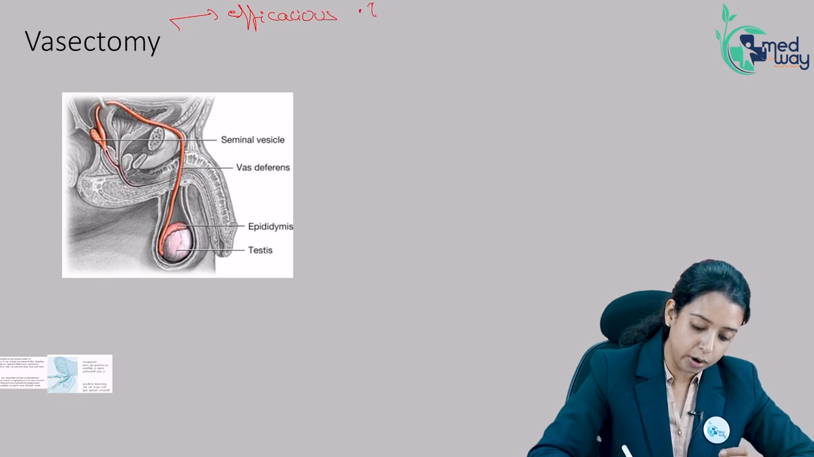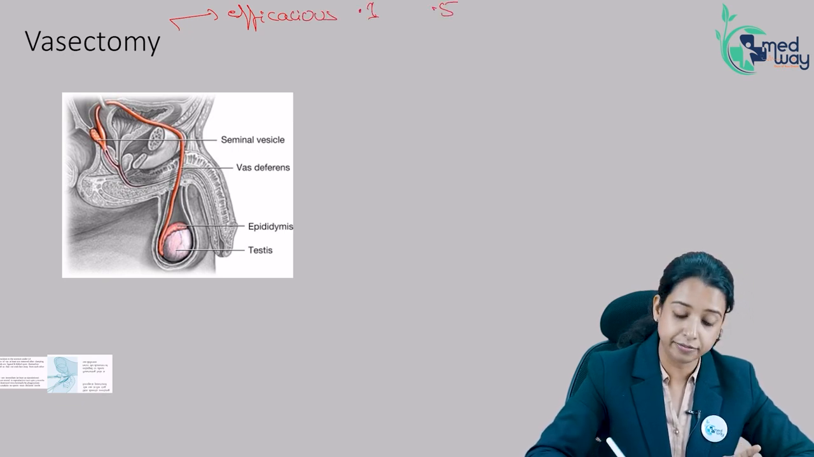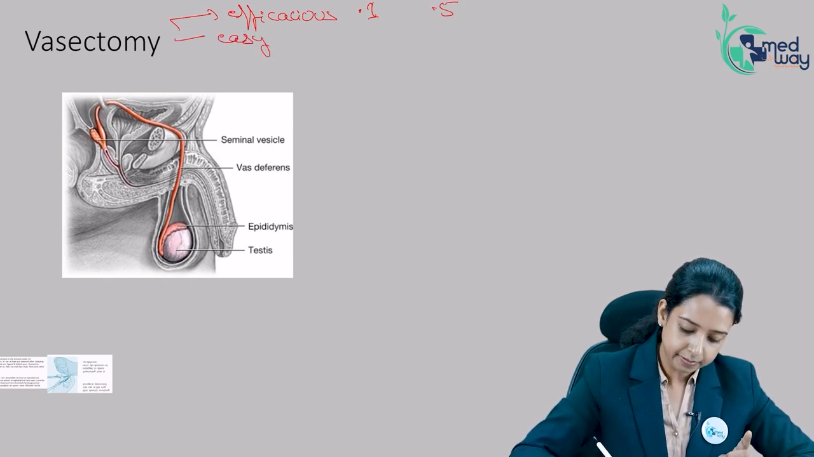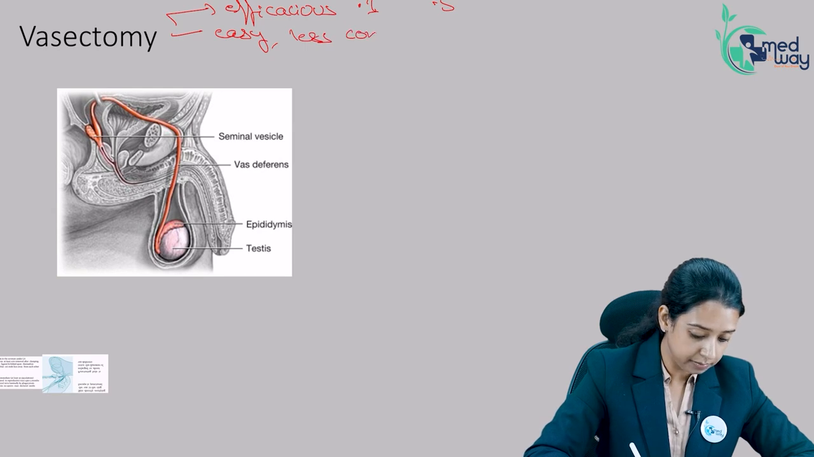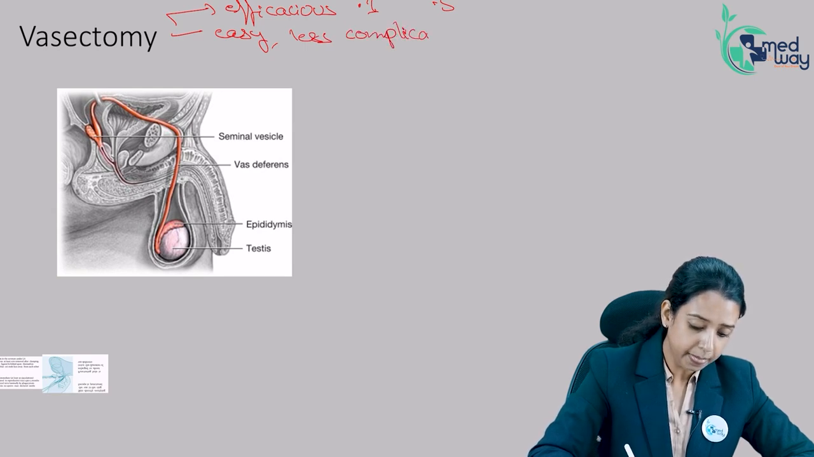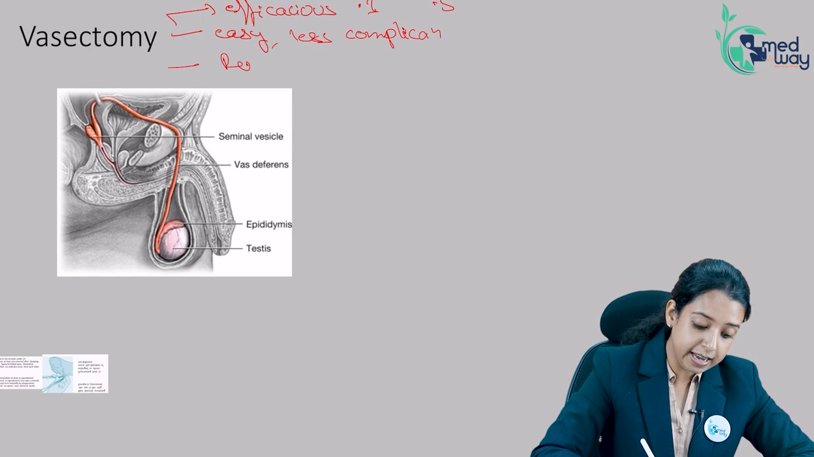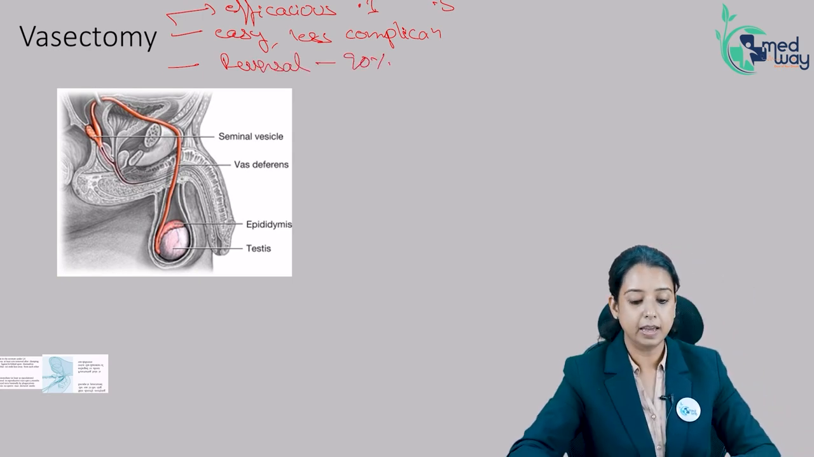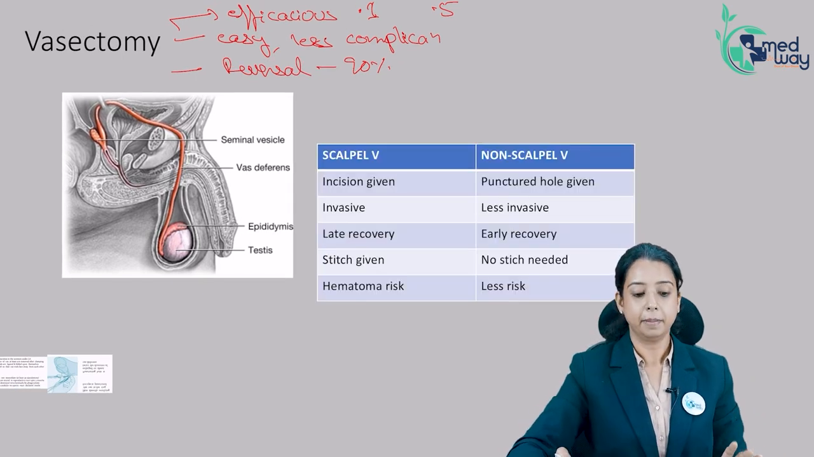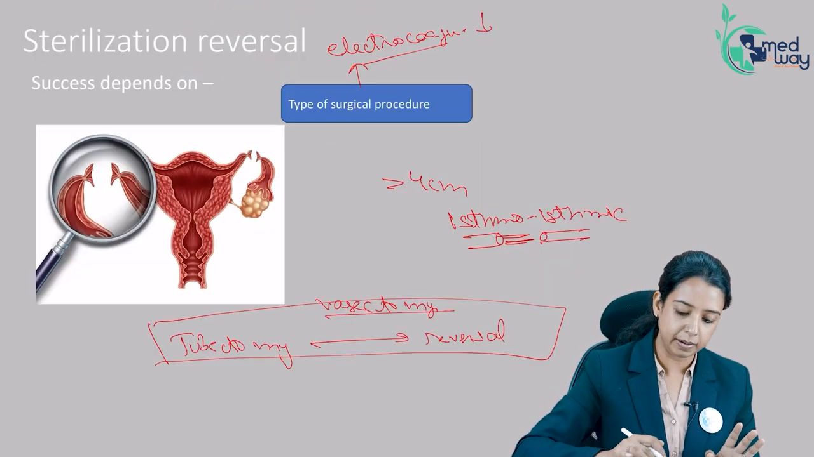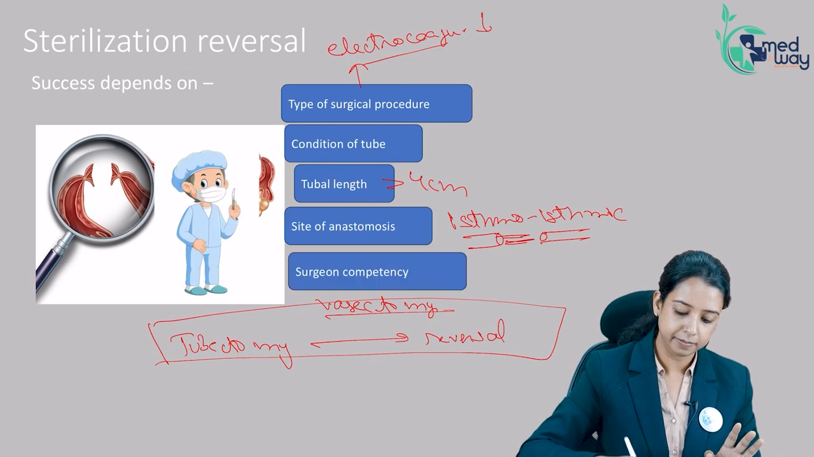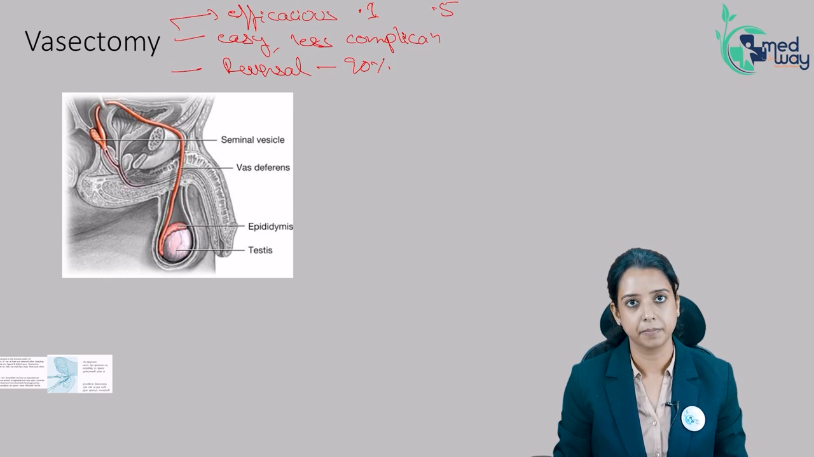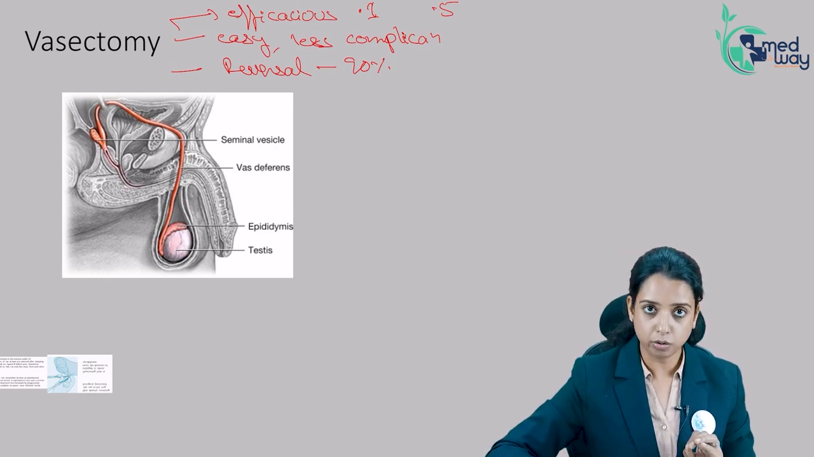Its Pearl index is 0.1, whereas tubectomy Pearl index was 0.5. It is easy to perform. It is quick and easy. It has fewer complications compared to tubectomy. Reversal rates are very good. If you do the reversal, 90% will become fertile again. But still it is not as commonly done as the tubectomy. Tubectomy is more commonly performed, not vasectomy. Right? So what do you do in vasectomy?